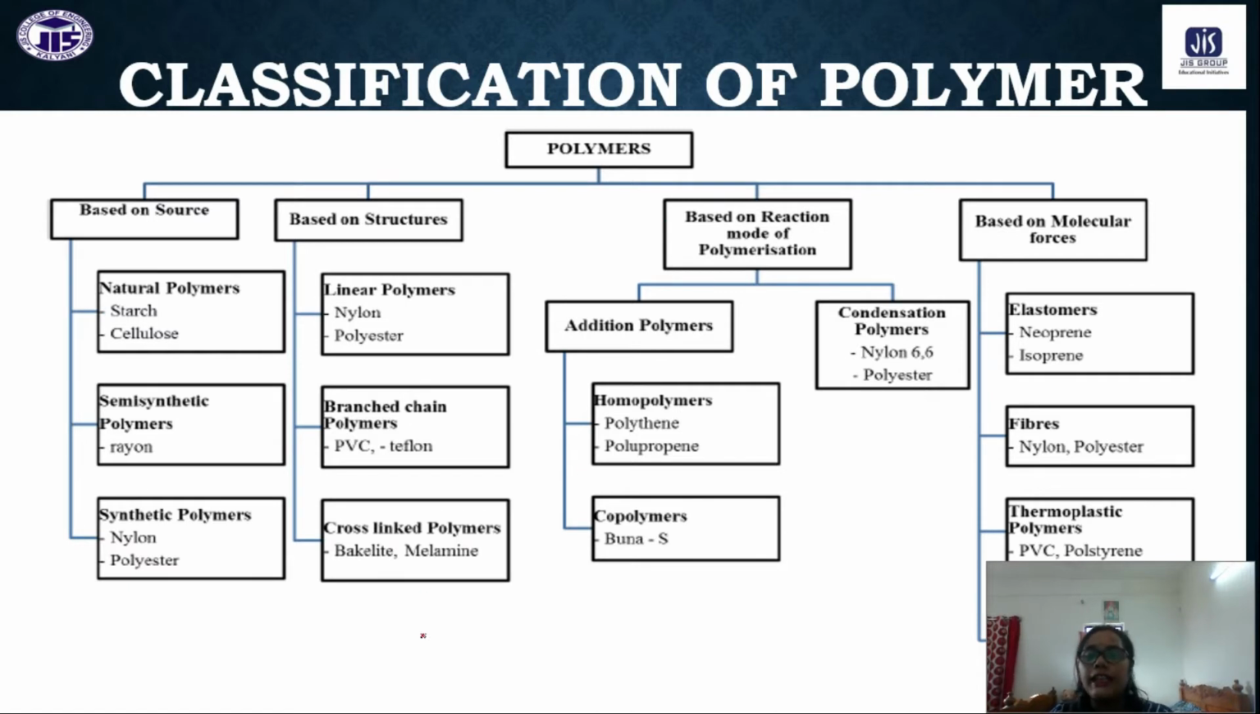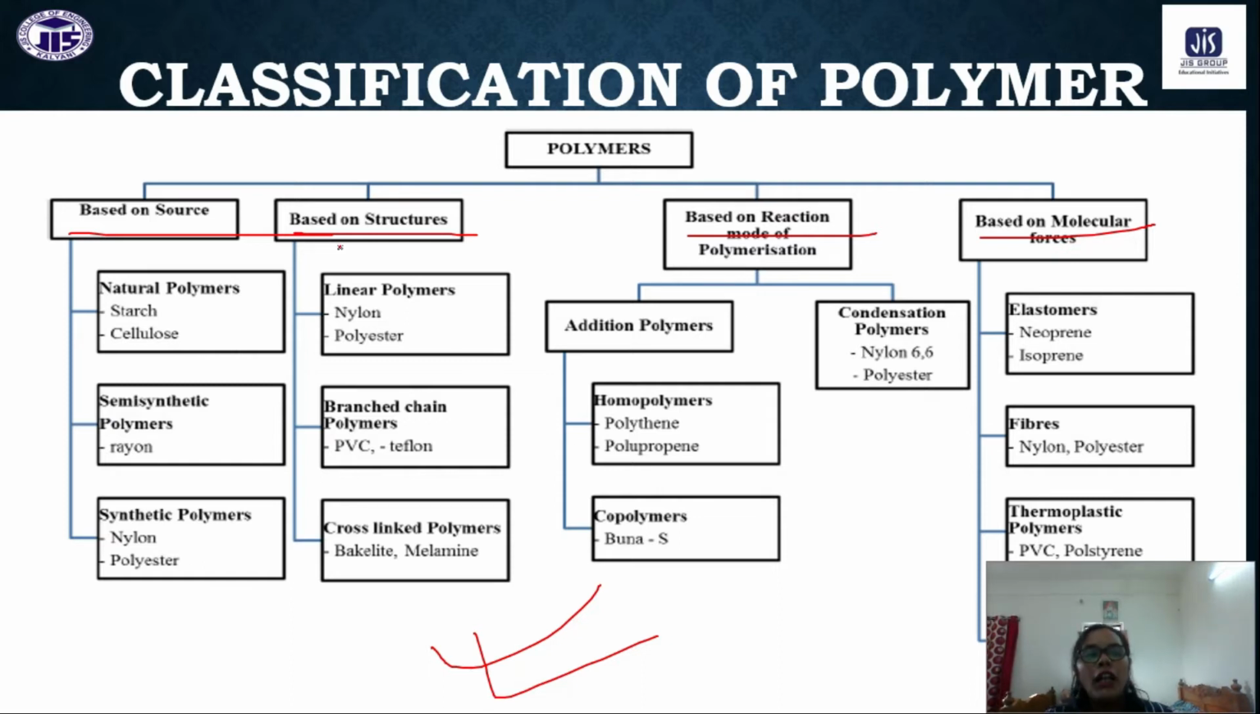Okay, so this is the classification of polymer. It is very important. Polymers generally we can divide into four categories: based on source, based on structure, based on reaction mechanisms, and based on molecular forces, that is intermolecular forces. What are the types of bonding, what are the types of intermolecular forces we have for the molecules in between them. Based on that we have the classifications, and other than this we also have classification based on tacticity and classification based on the thermal responses.